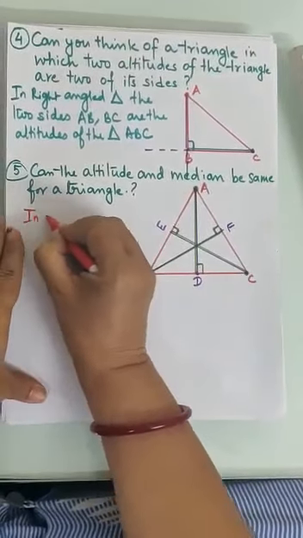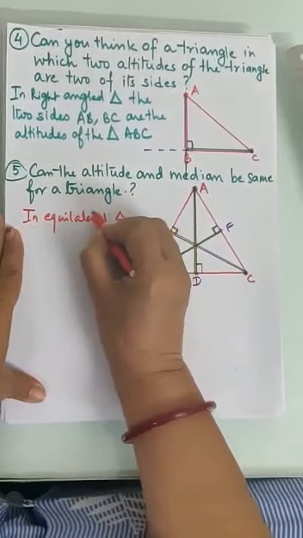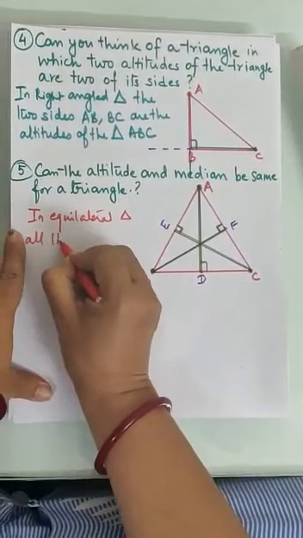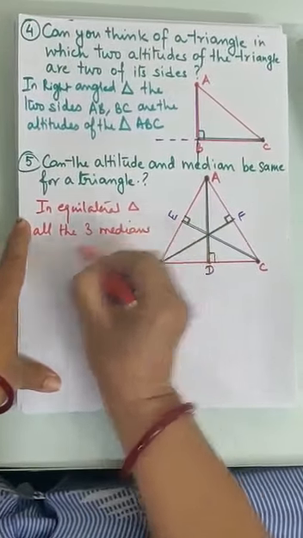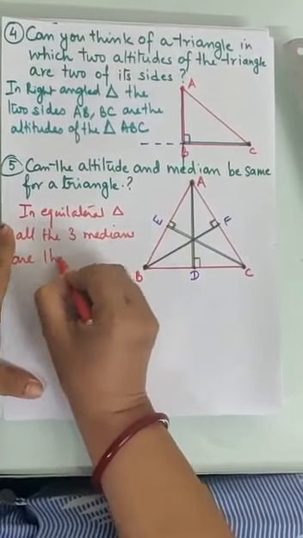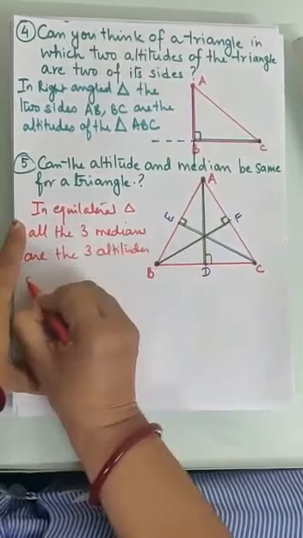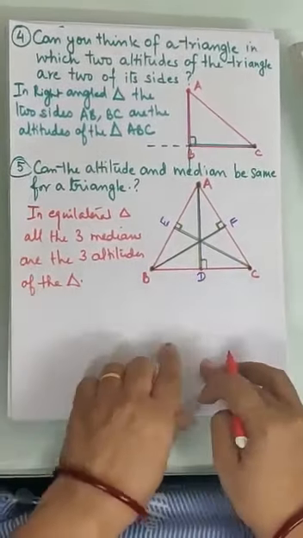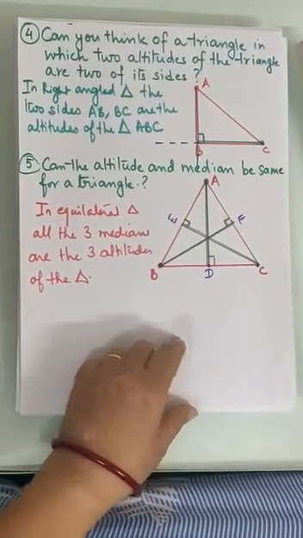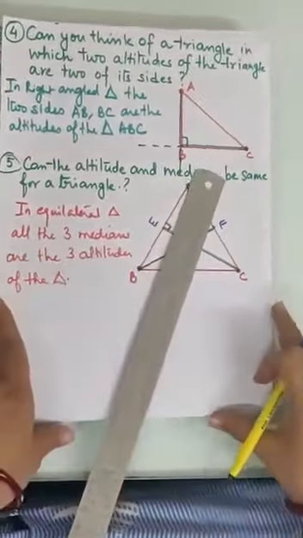So in equilateral triangle, all the three medians are the three altitudes of the triangle. Now in the second case, we take isosceles triangle. Let us draw isosceles triangle.